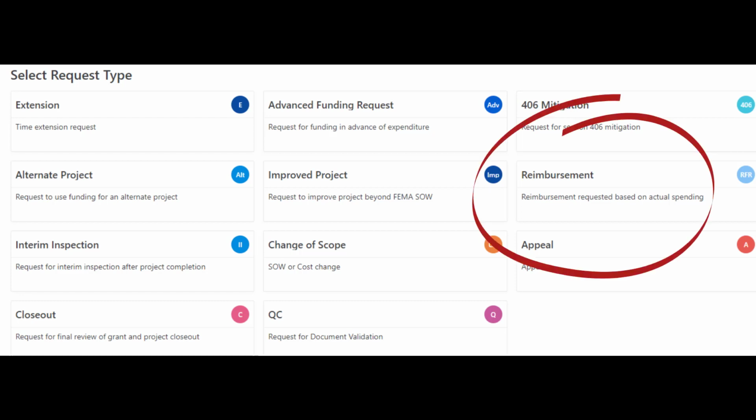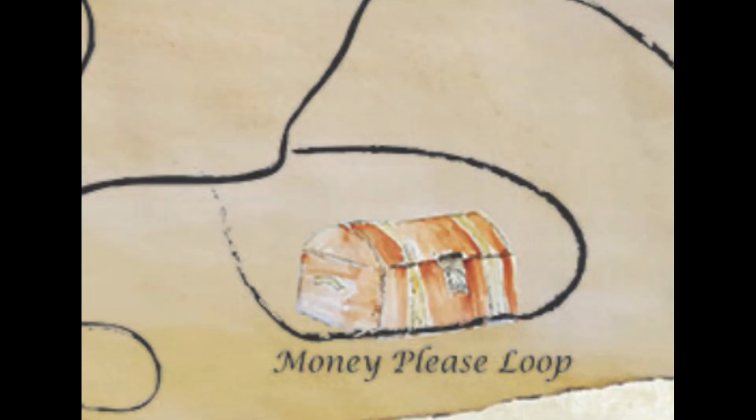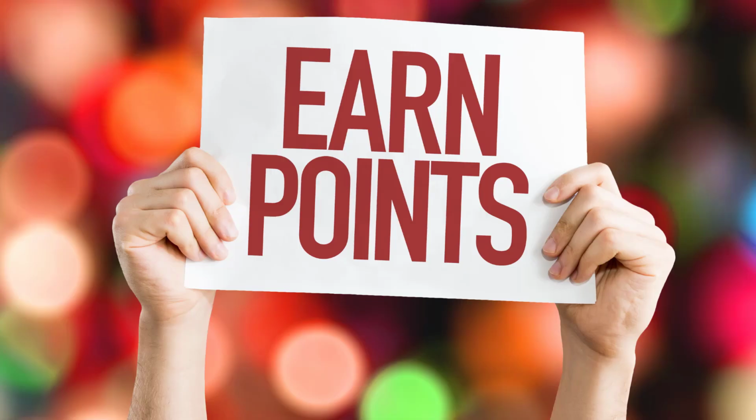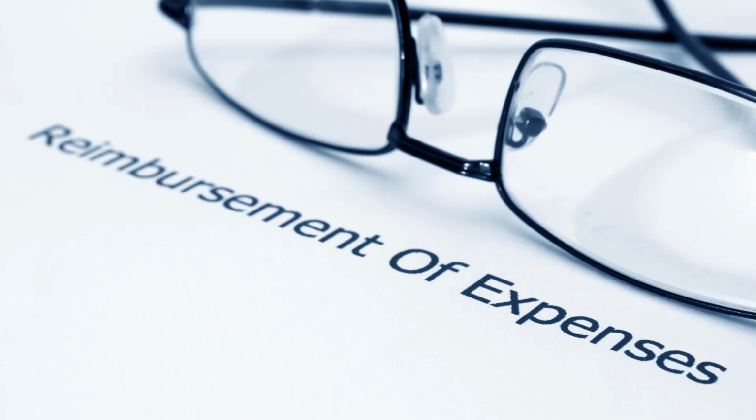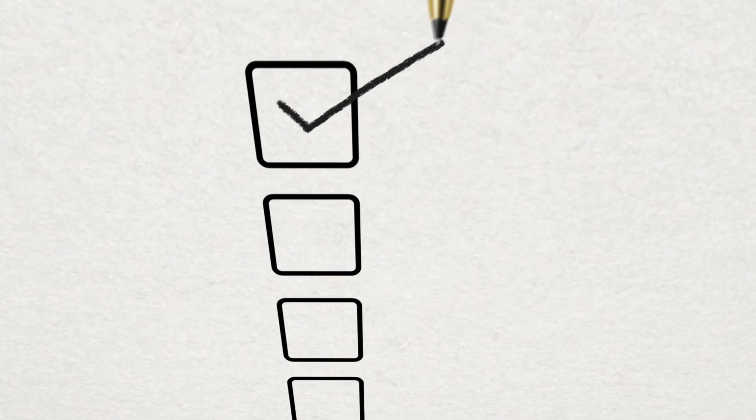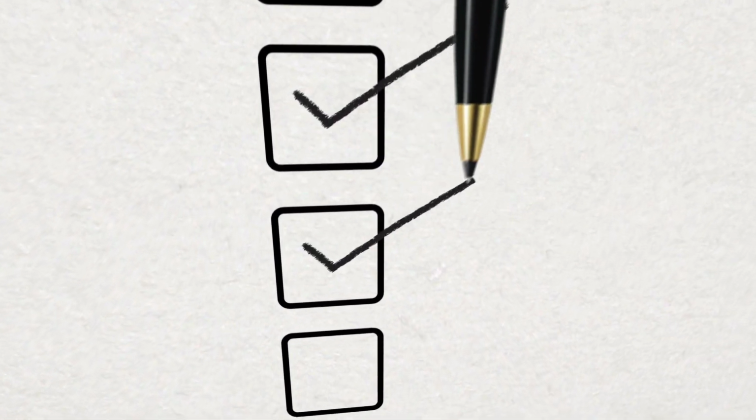Everyone's favorite request is the RFR, the request for reimbursement. It is our favorite because it is how we walk the money please loop in FEMA Quest. Money's how we all keep score in this game. We spend money on authorized projects and missions, then we ask for reimbursement. The reimbursement request involves a few simple steps and questions.